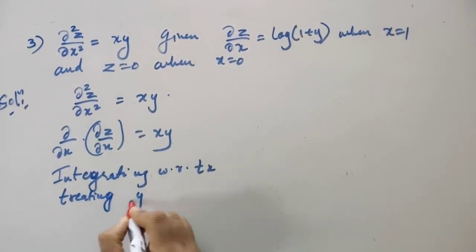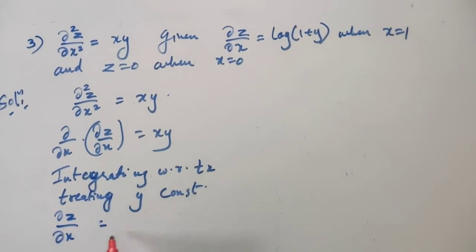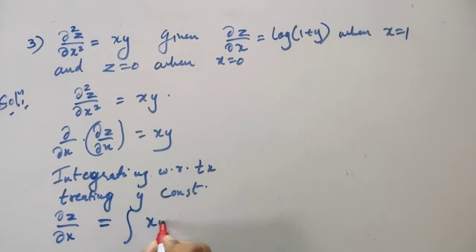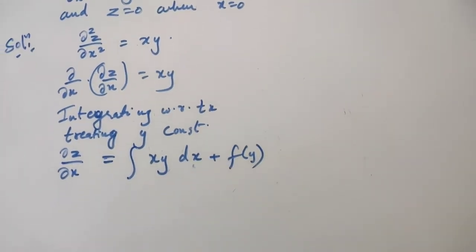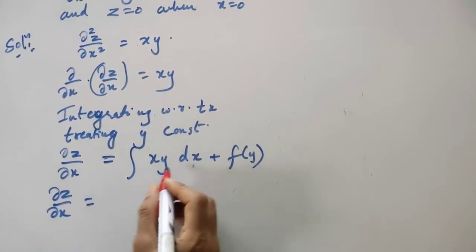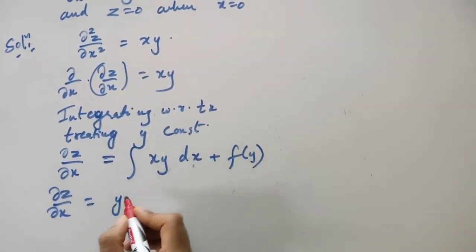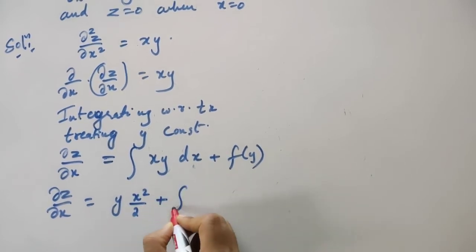Treating y constant, the left hand side integral will be ∂z/∂x alone here, and the right hand side is the integration of x into y into dx plus a function of y, say f of y. Further when you simplify this, ∂z/∂x is equal to the integration of this with respect to x alone, because y is constant. It will be y as it is, x square by 2 plus f of y.